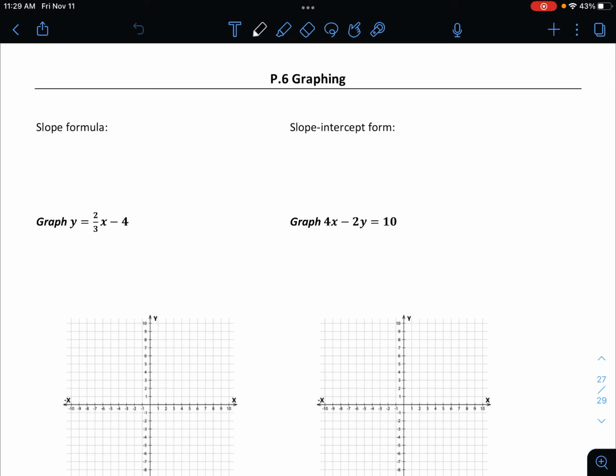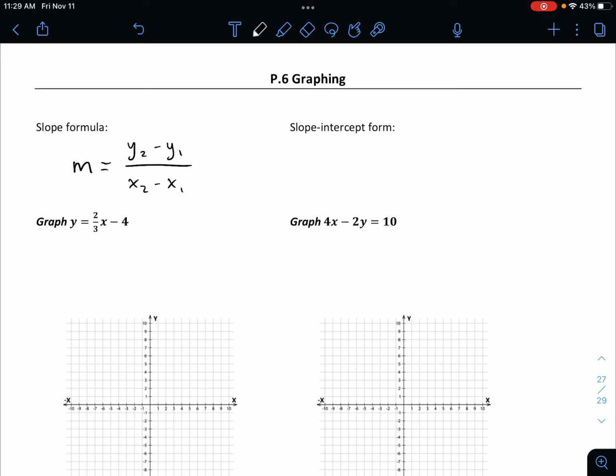So if we think about the slope formula, slope is represented by the letter m, and the slope is the difference in y values. If I'm given 2 points, I can subtract the two y values, and that's typically called the rise. And that's over the difference in the x values, and that's typically called the run. So y2 minus y1 over x2 minus x1.